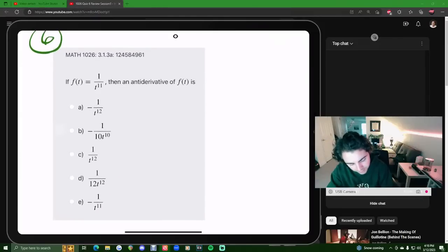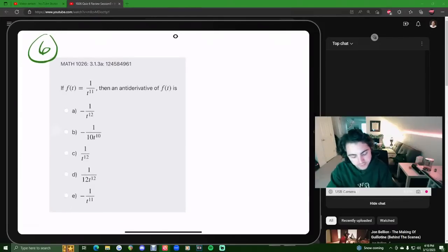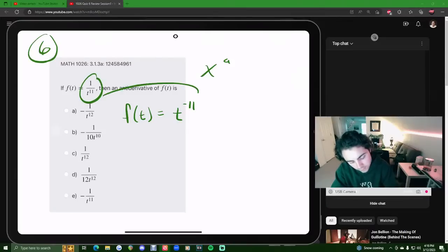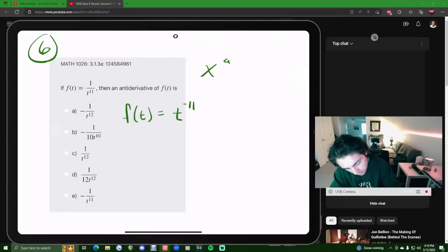This is number 6. So in number 6 here, they give us this function, 1 over t to the 11th power. Here, kind of like when we were taking derivatives of functions like this, where the variable starts in the denominator, we want to first rewrite this function so that it's t to the a, or x to the a. We want to rewrite it in the form of a power function. So this 1 over t to the 11th could be rewritten as t to the negative 11th.